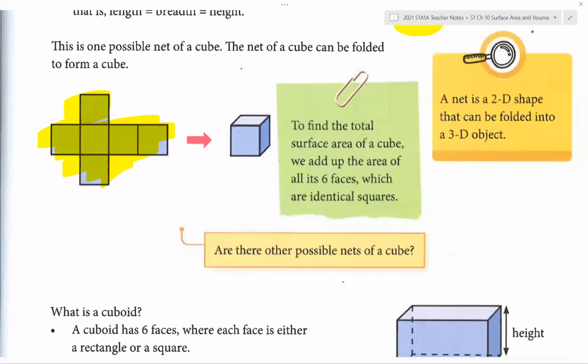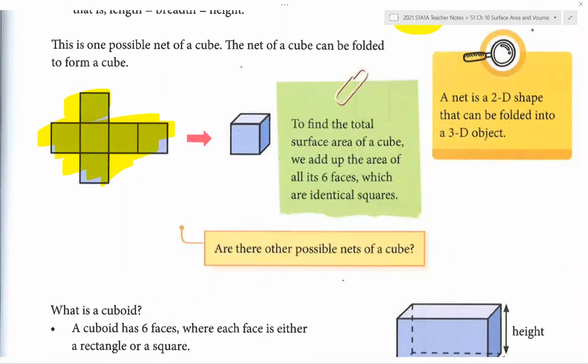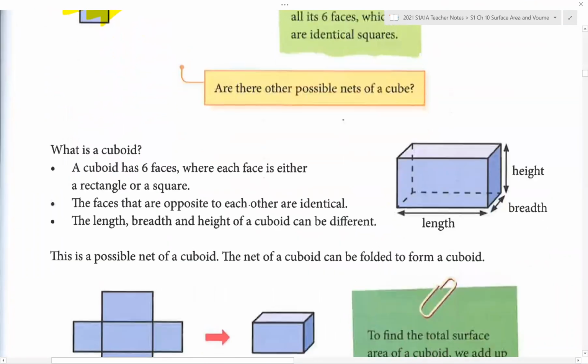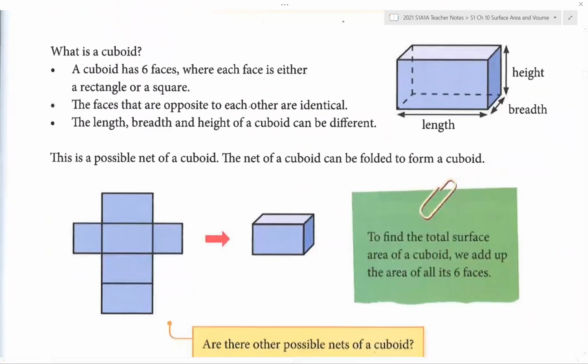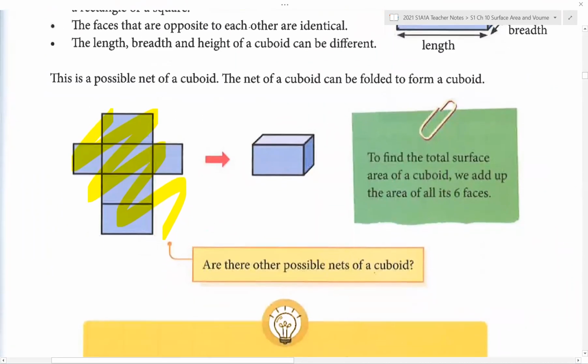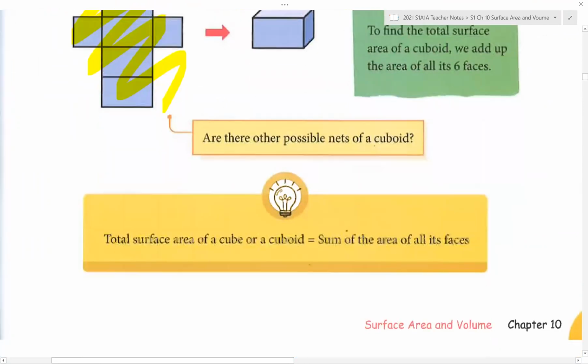So to find the total surface area of the cube, we need to add up the 6 areas for the squares, and they're all the same. Whereas for a cuboid, we have different faces, which may look like this. Some might be squares, some might be rectangles, and it could all be different. 3 sets of different ones.